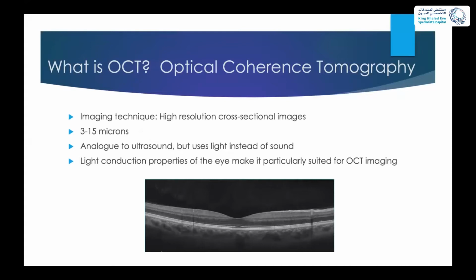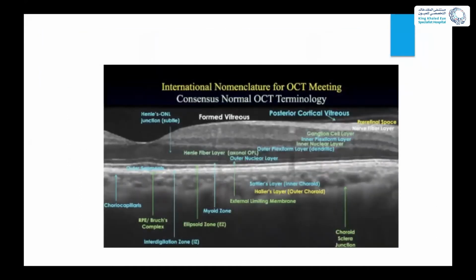What is optical coherence tomography? It's an imaging technique with high resolution cross-sectional images. The resolution is around 3 to 15 micron. It is analogous to ultrasound, but instead of using sound, it uses light. And due to the light conduction property of the eye, it is specially suited for OCT imaging. And this is the normal OCT.